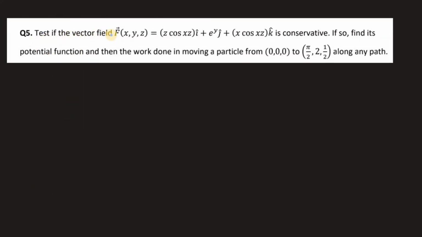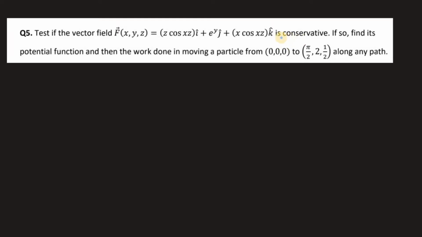Okay, so here we need to test whether the vector field is conservative or not. If it's conservative, then we can go ahead and find its potential, work done, right? Because if it's not conservative, then we cannot find it. So for this next part you don't need to do it. You simply have to say that it's not conservative. But in the case it's conservative, then we're going to go ahead and solve it. So let's see if it's conservative or not.